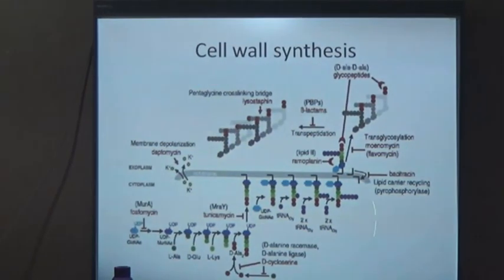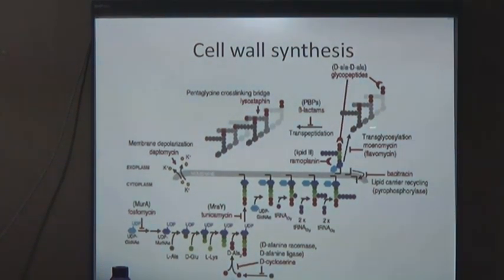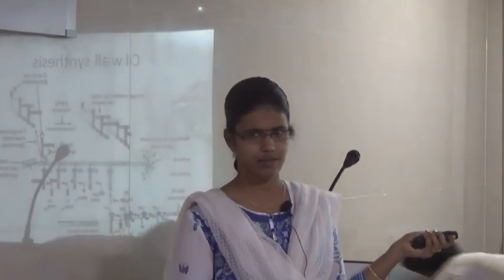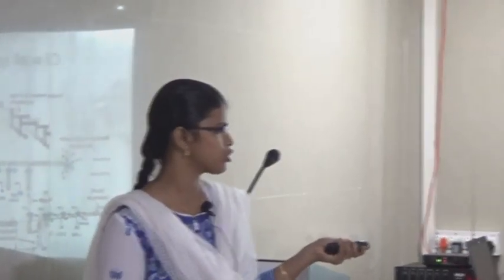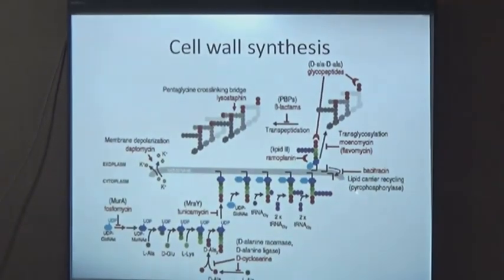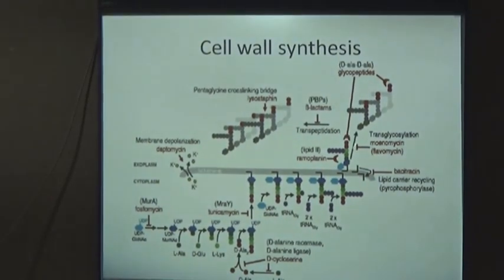So each enzyme you have to know. This transglycosylation and transpeptidation is important. Vancomycin will inhibit the transglycosylation reaction and beta lactams will inhibit the transpeptidation reaction. Mostly they will ask this question. And bacitracin will inhibit the reaction where the bactoprenol pyrophosphorylase enzyme acts. So bacitracin will inhibit this reaction. So mostly they will ask these questions: transglycosylation and transpeptidation.